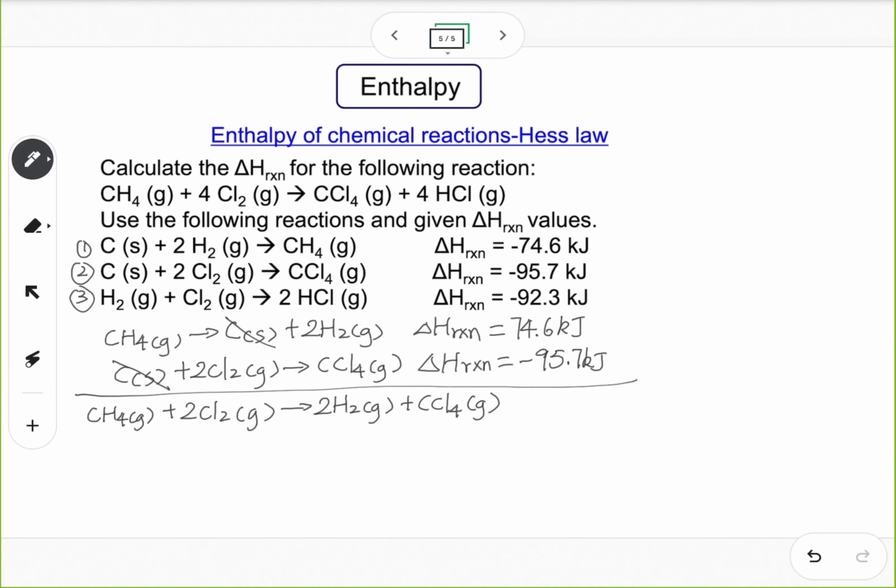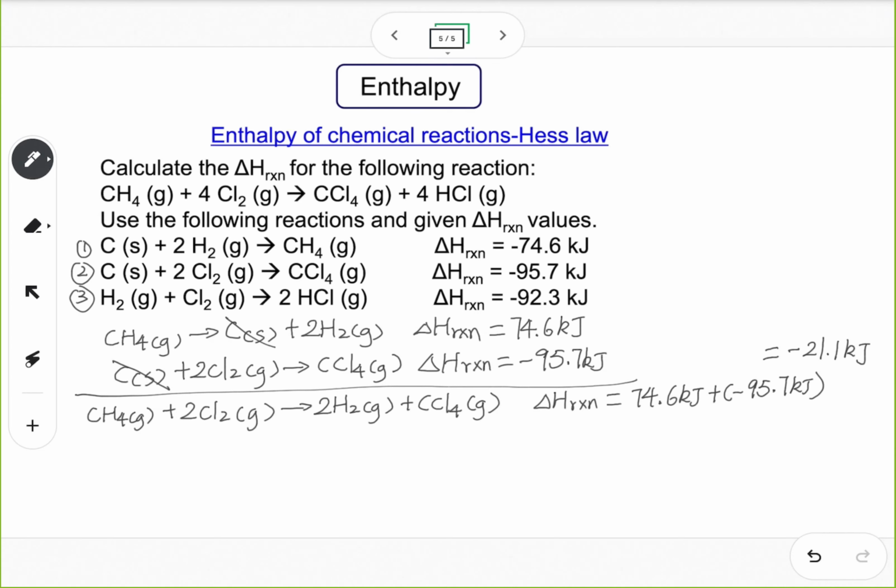All right, so the delta H reaction for this one equals 74.6 kilojoule plus negative 95.7 kilojoule. Okay, I'll write it here. So that is negative 21.1 kilojoule.